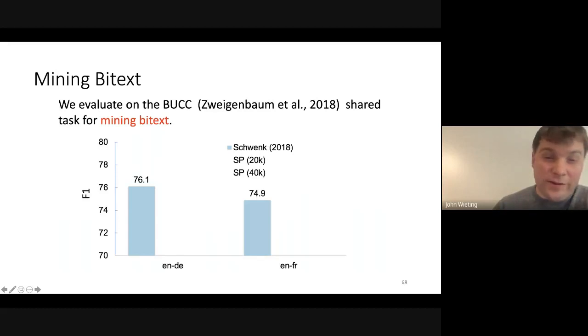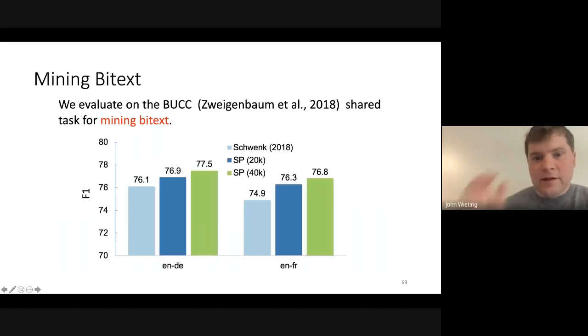The other thing is it's very fast. People might be familiar with LASER from Facebook, Schwenk et al., where they trained an LSTM for multi-way translation. If you do an apples-to-apples comparison using Europarl for English-French and English-German and mining bitext, our models are quite similar in performance.